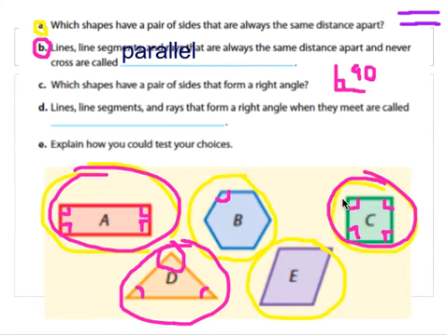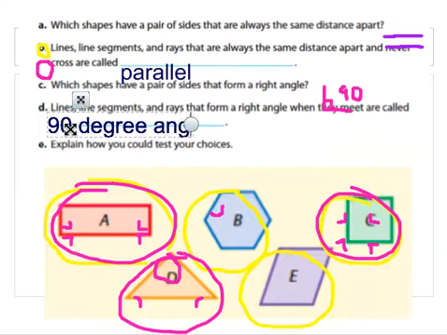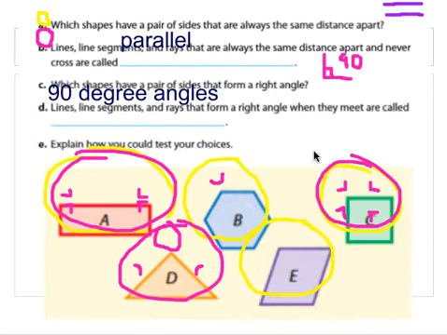So A, C, and D all have right angles. All right, let's look at D. Lines, line segments, and rays that form a right angle when they meet are called what? 90 degree angles. All right, so let's discuss.